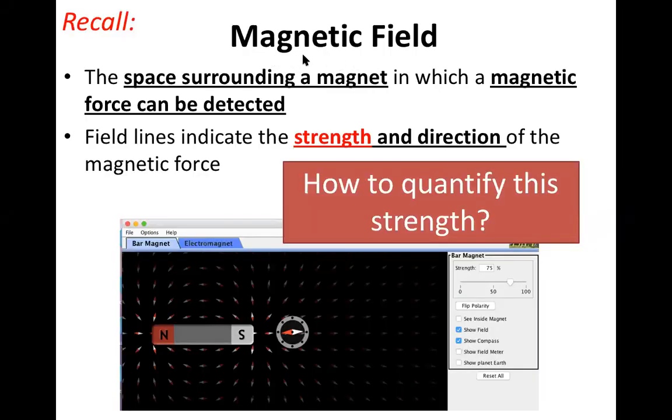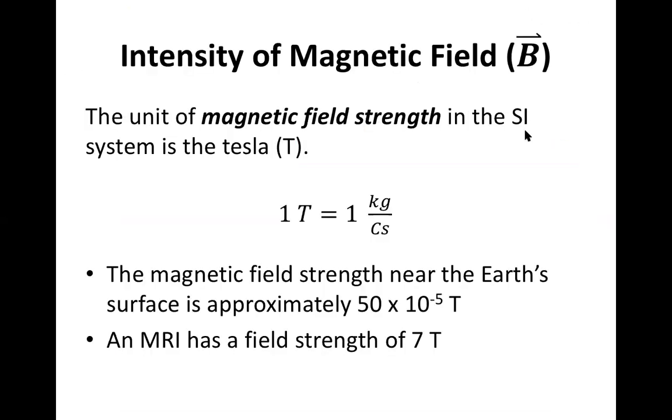So just to recap, a magnetic field is the space surrounding a magnet in which a magnetic force can be detected. Field lines indicate the strength and direction of the magnetic force. How do we quantify this strength? If you think back to the previous two chapters, we have a gravitational field strength, which gives an idea of how massive the planet is, or how close you are to the planet's surface. We have electric field strength, which gives you a strength in terms of the electric fields chapter, but we don't have a magnetic field strength yet.